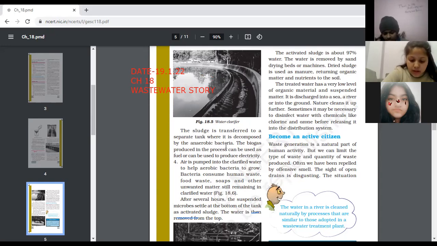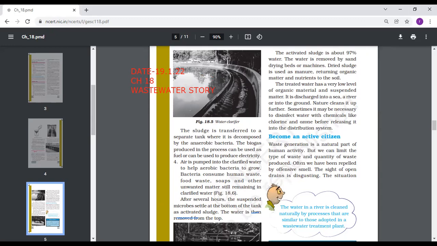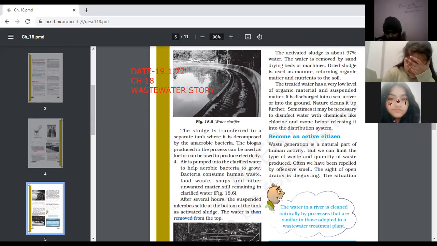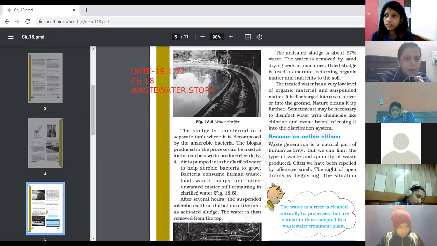Now the clarified water is separated, and after that the sludge, which was the solid waste, is shifted to another tank, and here it is decomposed by anaerobic bacteria. Anaerobic bacteria, children, I hope it's clear to you. What are anaerobic bacteria? Bacteria which do not need free oxygen for their growth. Yes, which work in the absence of oxygen.